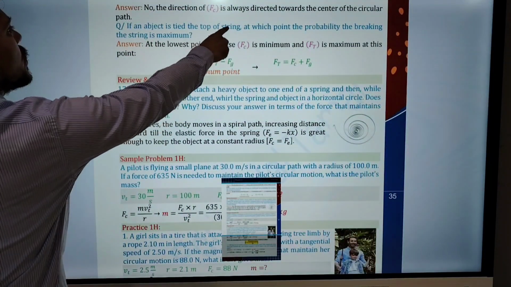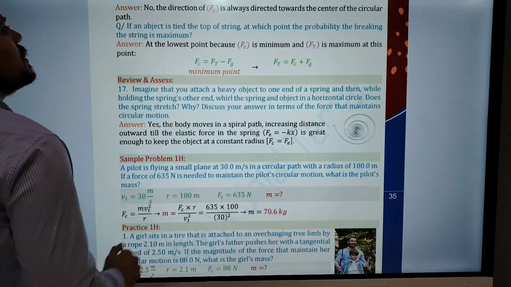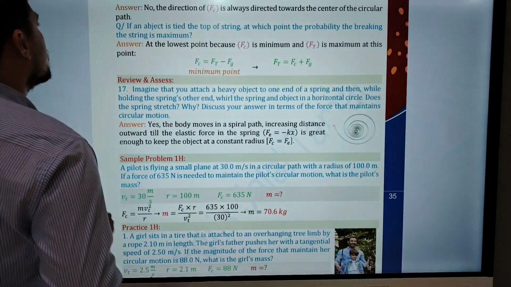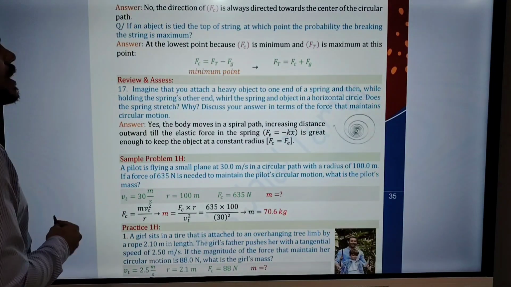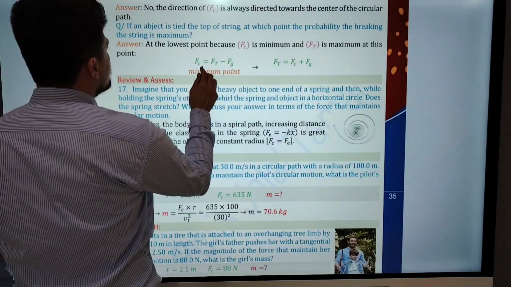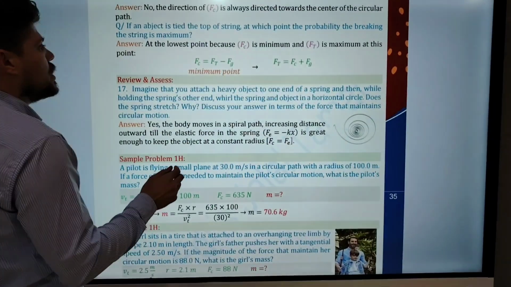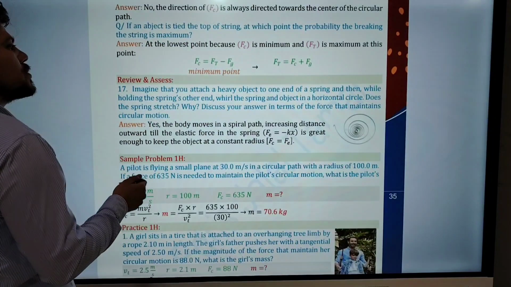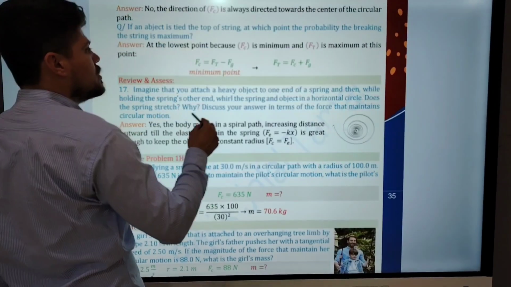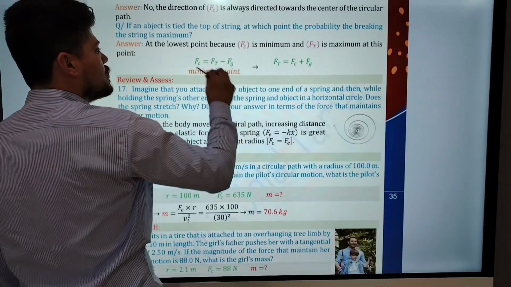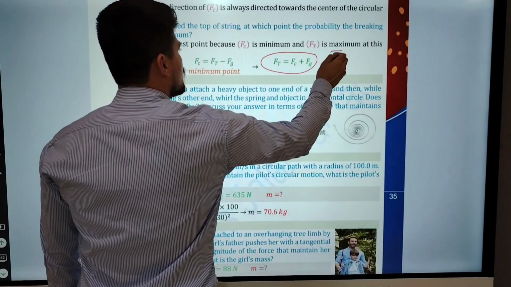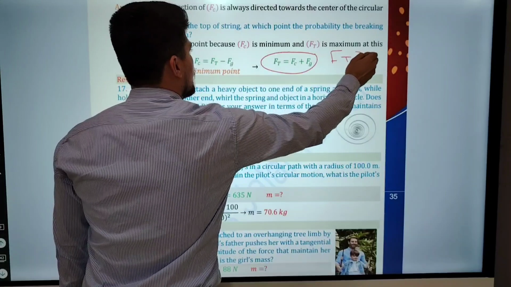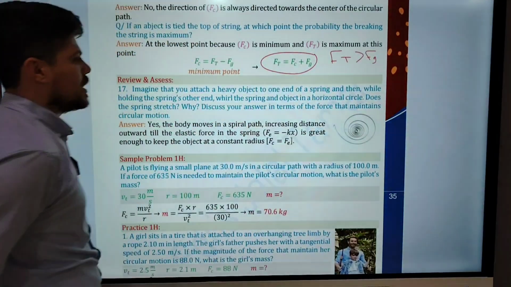If an object is tied to a string, at which point is the probability of breaking the string maximum? Absolutely at the lowest point. Why? Because at the lowest point Fc is equal to what? Ft minus Fg. Take the gravitational force to the other side, its sign changes from negative to positive. Ft is equal to Fc plus Fg. So at the lowest point, Ft is bigger than Fg.